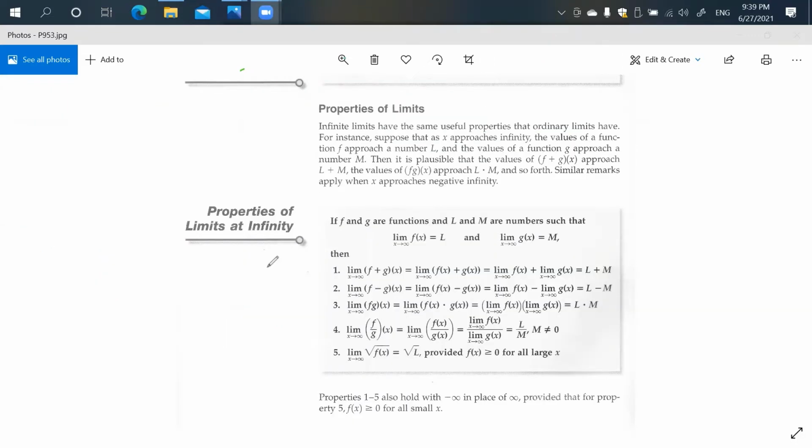Properties of limits at infinity. The properties are the same as before when we did properties of limits, but now we add infinity. The properties 1 to 5 are the same. The only difference is that before we had x approaches c, where c is a real number, and the function equals L. Now x approaches infinity. All the x approaches c become x approaches infinity, and the rest has exactly the same meaning and writing.